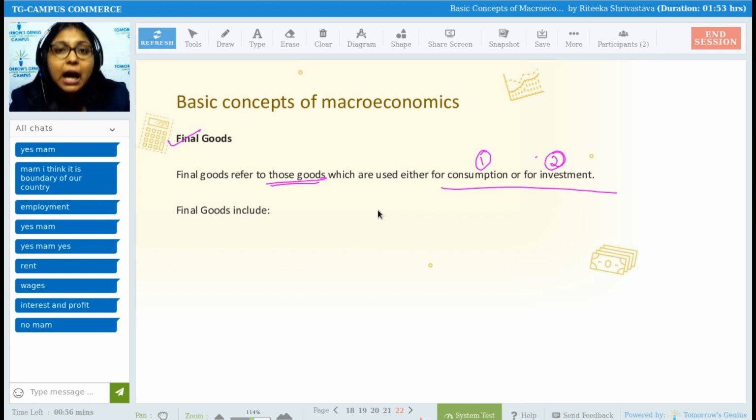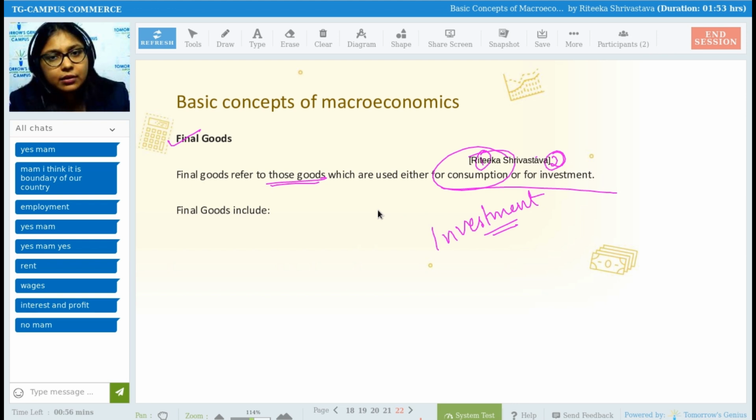Say for suppose there is a house, and the construction of that house has been done. Now that house is ready to use. I am purchasing that house, but I am not living in it. I will give that house on rent. So basically that's an investment for me. I have done the investment of a final good. And in the second scenario, suppose I have purchased that house and I am living in it. So I have done the consumption of that house.